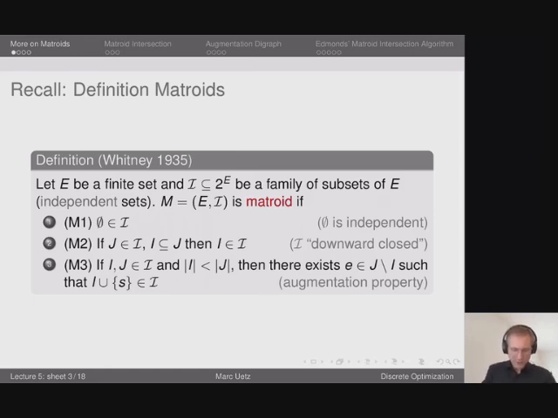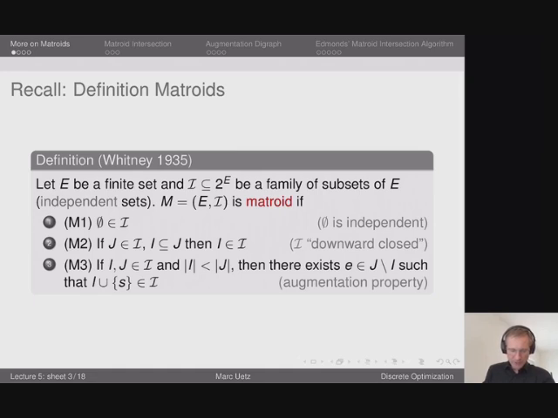So we have a universe of elements, a ground set E, that's a finite set, and this curly I is a collection of subsets of this set E. And this is called a matroid if, first of all, it contains the empty set. Then it is downward closed, which simply means that if I have an independent set J, then any subset of J is also independent.